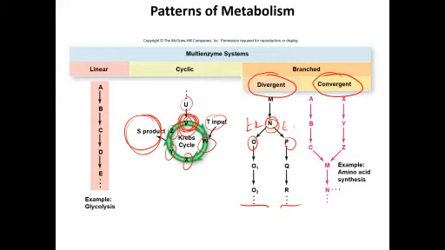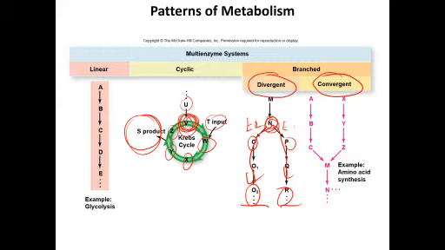It's basically a crossroads for that product, and it depends on what exactly the cell needs. If the cell needs this product here, this will be diverted in this direction. If the cell needs this more, it'll be diverted in this direction.